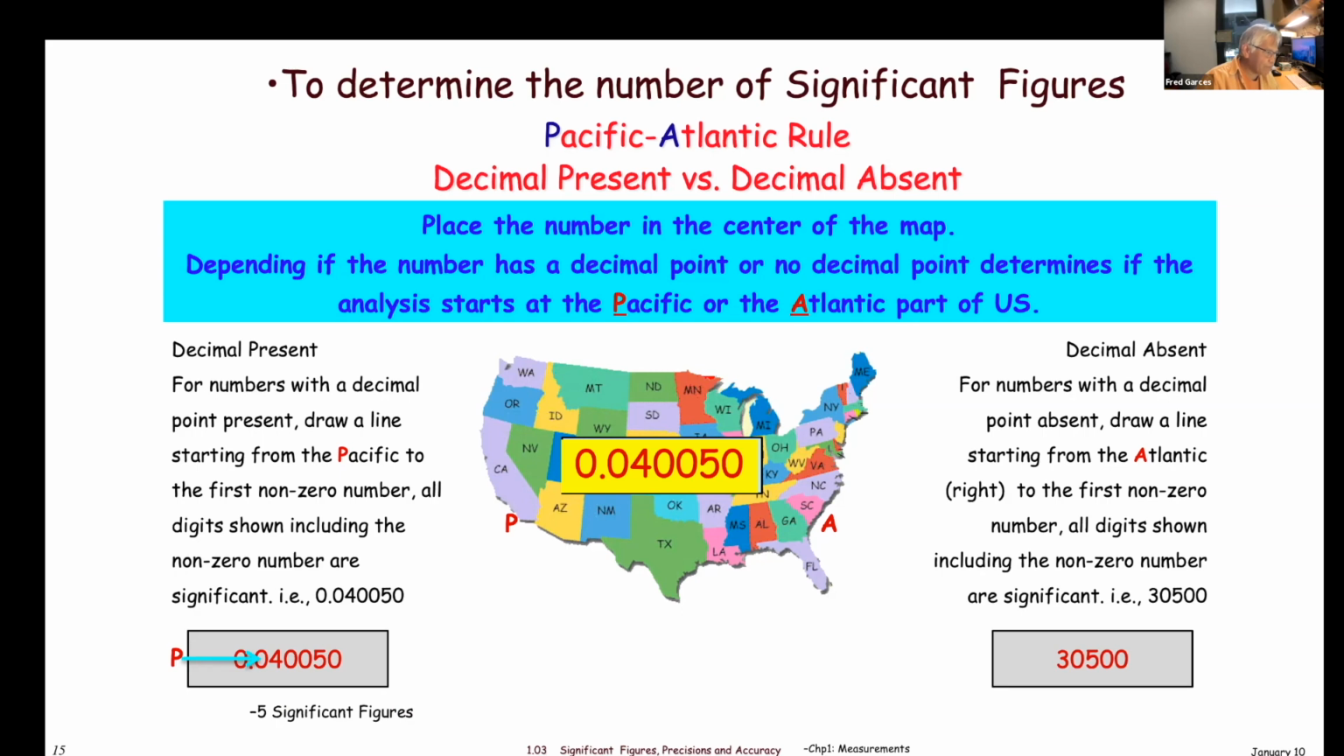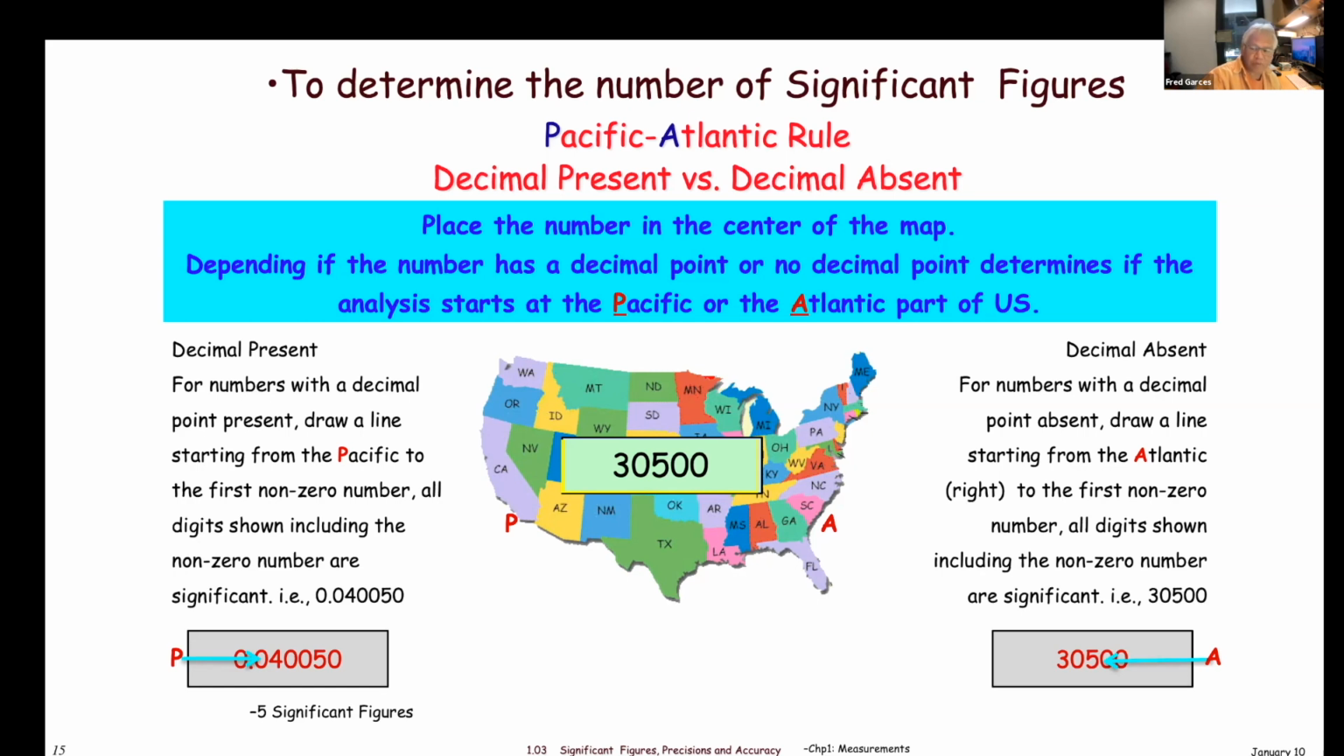Let's see what happens when you don't have a decimal. When you don't have a decimal, you say that the decimal is absent, so it comes from the Atlantic. You draw a line from the Atlantic all the way to the first non-zero number, which in this case is 5. As you go from right to left, all digits after the 5 are significant. So this number has 3 significant figures.